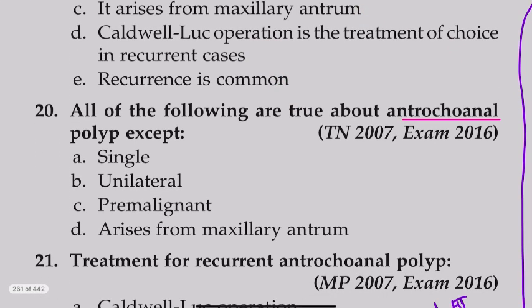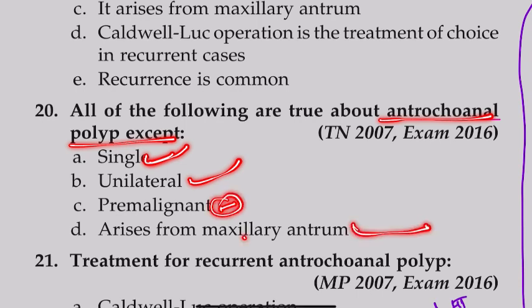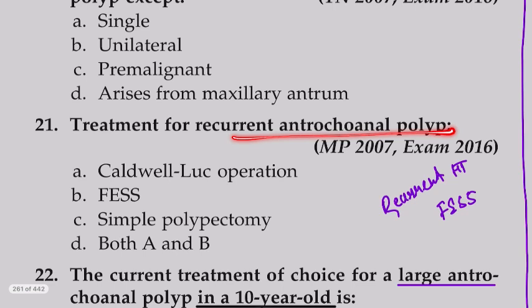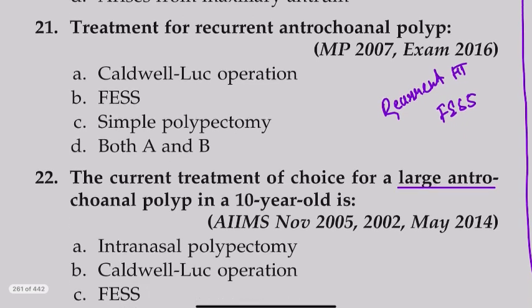All of the following are true about antrochoanal polyp except: it is single, that's right. Unilateral, that's right. Premalignant, no. Arises from the maxillary antrum, yes. So C is not the right statement, premalignant. Treatment of recurrent antrochoanal polyp is what? That is FESS, right? FESS nowadays. Before, the Caldwell-Luc operation was also used.